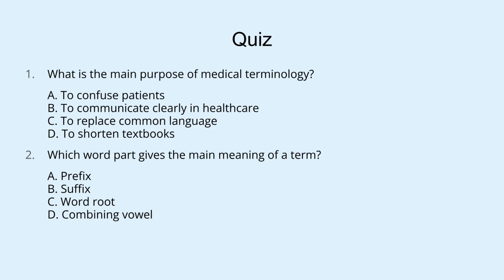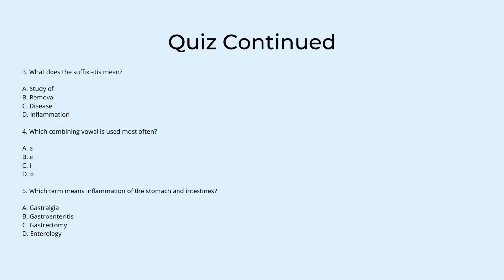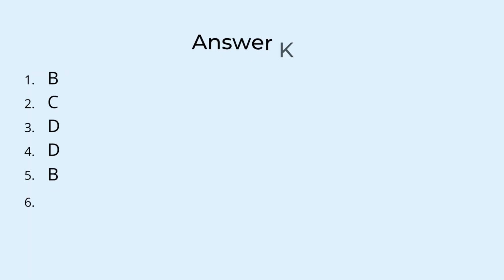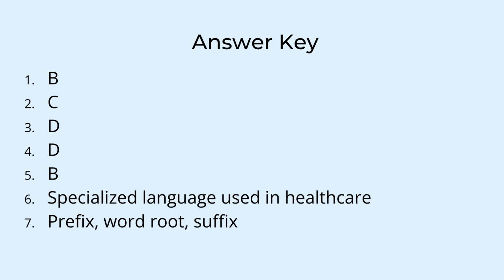Number 1 is B, to communicate clearly in healthcare. Number 2 is C, word root. Number 3 is D, inflammation. 4 is D, O, and 5 is B, gastroenteritis. 6 is specialized language used in healthcare, and 7 is prefix, word root, and suffix. Again, here are the answers to 1 through 7. 1 is B, 2 is C, 3 is D, 4 is D, 5 is B. 6 is specialized language used in healthcare, and 7 is prefix, word root, and suffix.